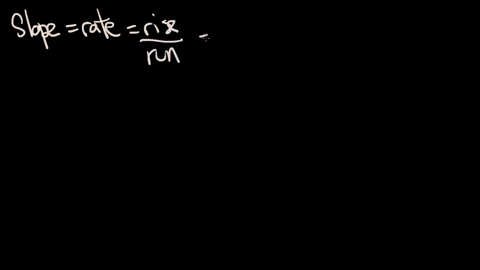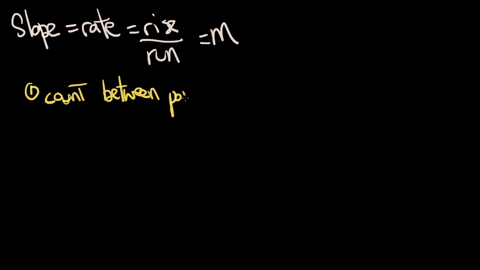slope. Oh yeah. Slope, it means rate. It means rise over run. Sometimes you use a funny letter called M. Okay? There's lots of different ways to do this one. You have a formula and you have counting. You can count between points on a graph.